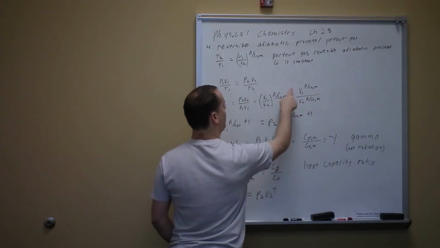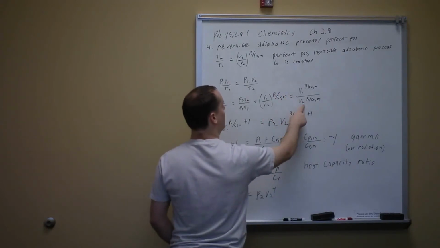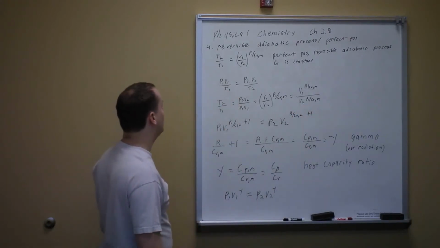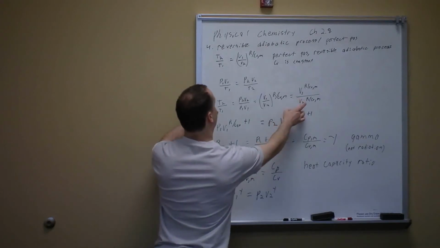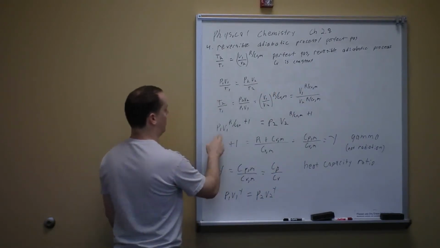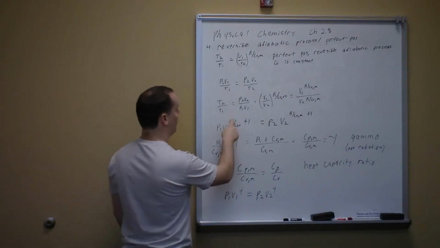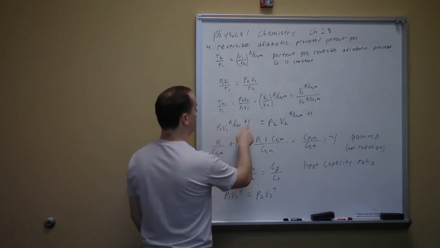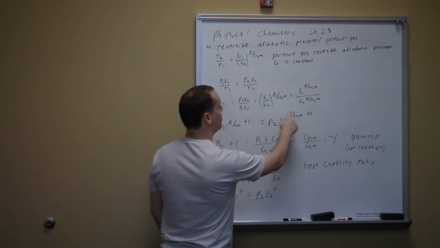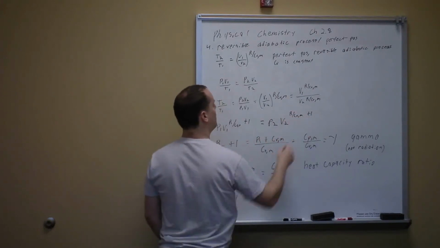Distributing out the exponent, we have V1 to the R over CVM divided by V2 to the R over CVM power. Now combining what we found here with what we had here and simplifying the exponents a bit, we have P1 V1 to the R over CVM plus 1 power, and that's equal to pressure 2 volume 2 to the R over CVM plus 1 power.